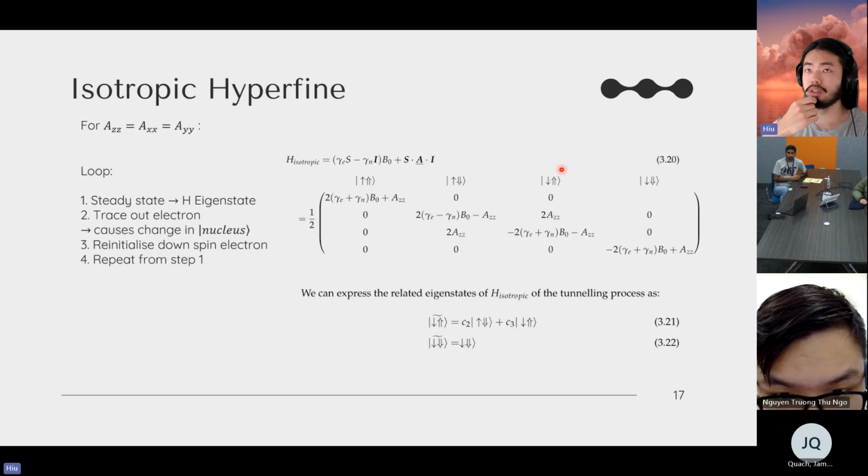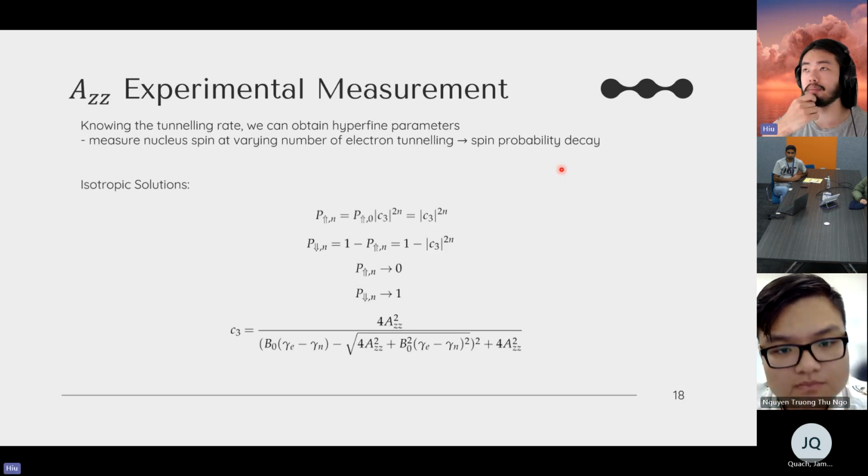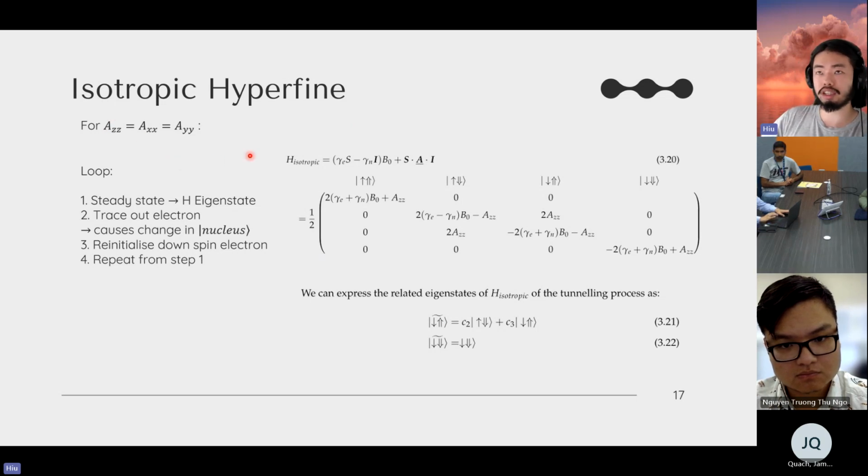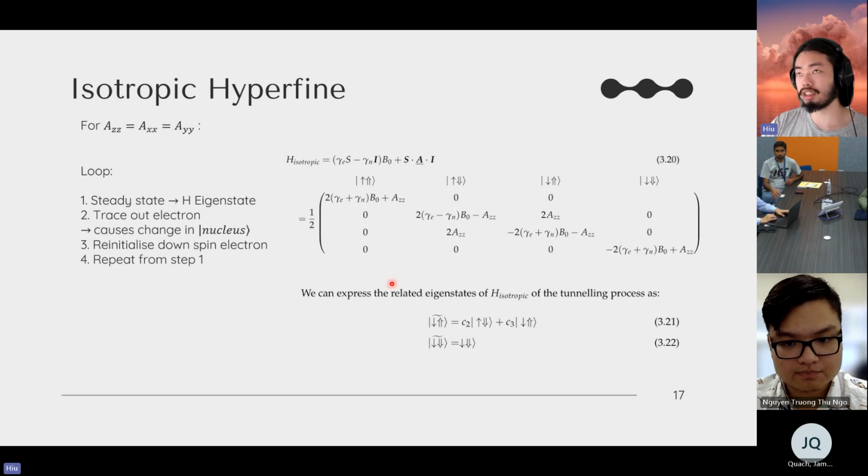What I was trying to do was to find how the nuclear spin is affected by the constant measurement of the electron spin. I started with the isotropic hyperfine, which is very simple if you set AZZ equal to AXX and AYY. So you start from the steady state, and the electron and nucleus state just becomes the eigenstate of this isotropic Hamiltonian. As we trace out the electron, this will cause a change in the nucleus spin.